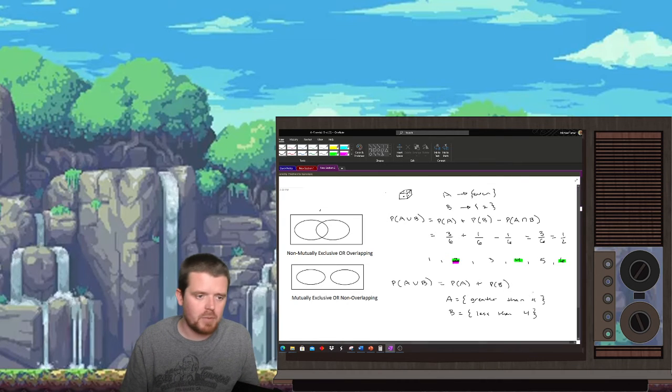There's no overlap. So to find the probability here, you would take the probability of each event and add them together. The probability of rolling a number greater than 4 would be 5 or 6, so 2 out of 6, plus the probability of rolling less than 4 would be 1, 2, or 3, so 3 out of 6. So the probability of A or B occurring would be the sum, which is 5 out of 6.